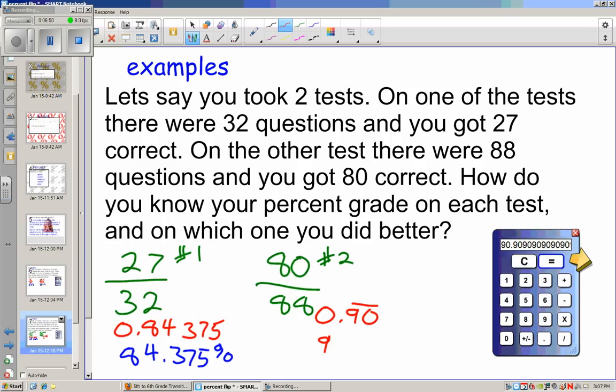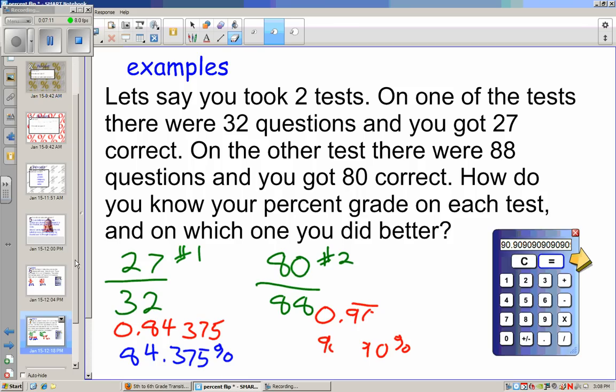So this is a 90.90 repeating percent, but we wouldn't do the repeating part when it comes to our percent. So we would just leave that there. So this is a 90%. The 80 out of 88 is 90%. The 27 out of 32 is 84%, which is a better grade. Well, the 90% is. That's an A minus.